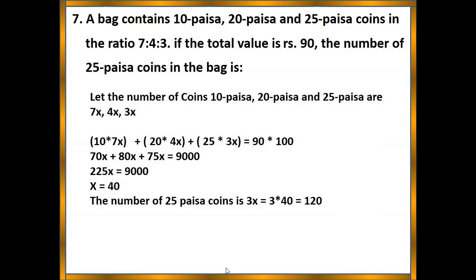If you want to convert the paisa into rupee, no need to convert 90. If you take 7x, 4x, these are 10 paisa, so then you have to convert 90 rupees. Otherwise, no need. 10 paisa is nothing but 1 by 10 rupee, 20 paisa is nothing but 1 by 5 rupee, 25 paisa is nothing but 1 by 4th rupee. If you take 7x into 1 by 10, 4x into 1 by 5, 3x into 1 by 4, no need to convert 90 into 100. 90 directly you have to take.